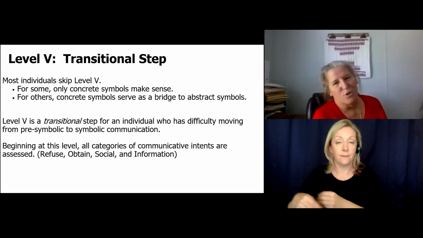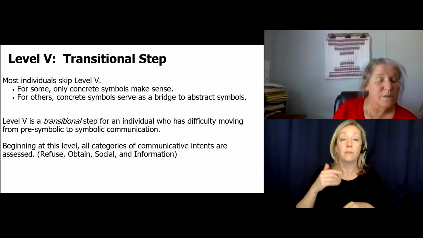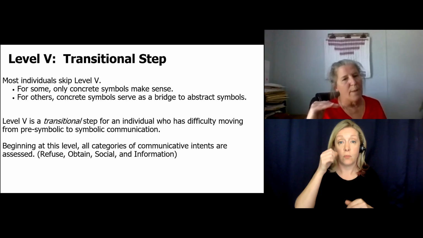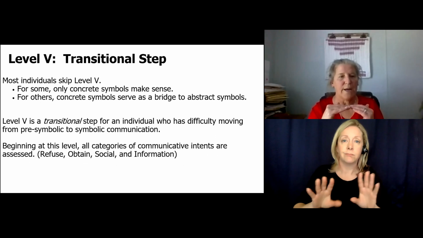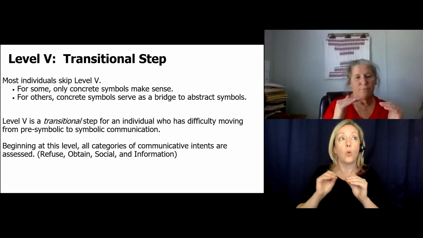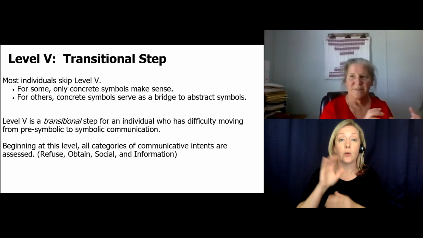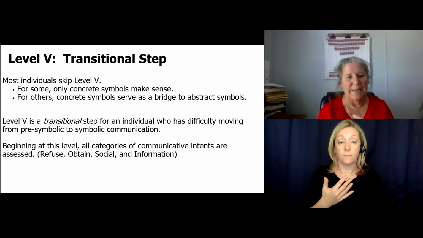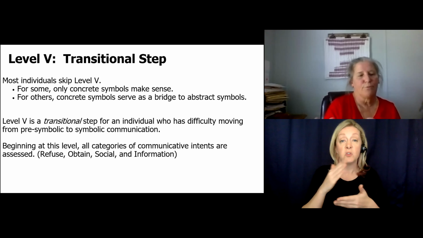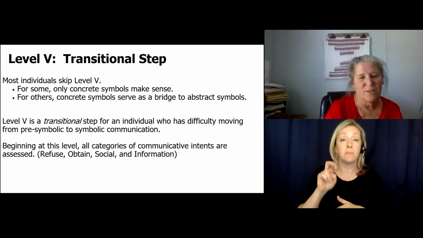Level 5 is a transitional step, and a lot of times individuals will skip level 5. Level 5 is those concrete symbols that will make sense. So it's that real concrete. And then level 6 is abstract. And some kids skip right from level 4 straight into level 6, and they don't do 5, because once they get into there, they really get it. And so they're really starting to move from pre-symbolic to symbolic. So level 5 is just that transitional step.